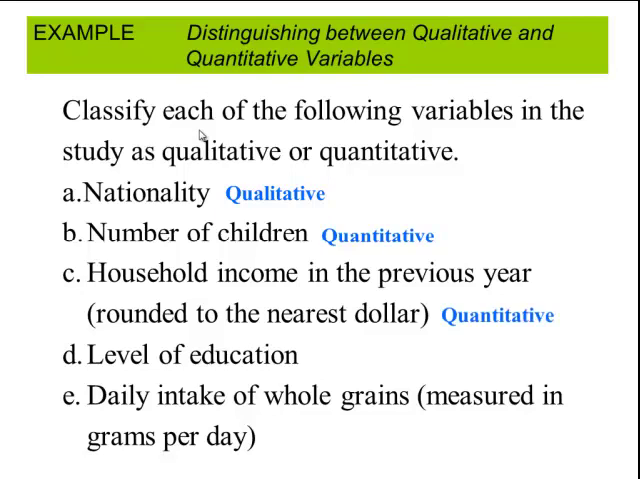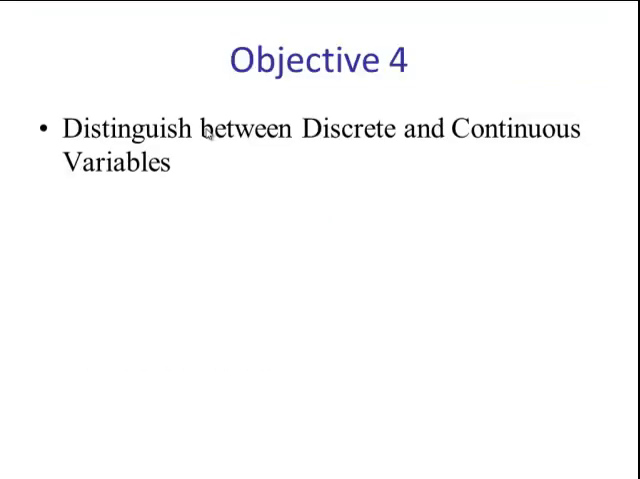It's quantitative. Level of education would be an example. High school graduate, college graduate, master's, PhD. These are categories, so qualitative. Daily intake of whole grains. Okay, that's a number. And those numbers we can do operations on. So this is quantitative.